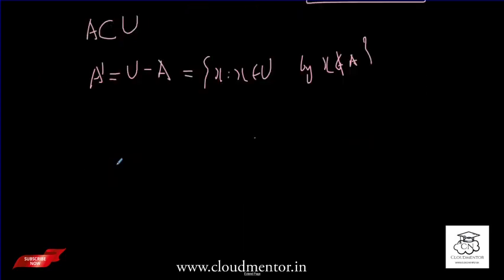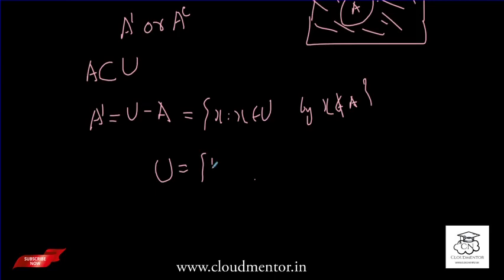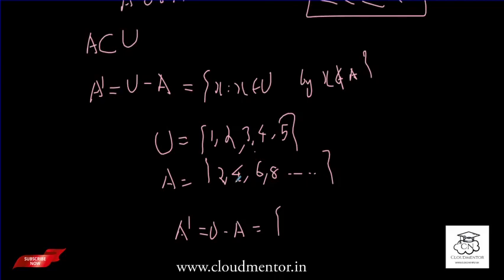For example, if U equals the set 1, 2, 3, 4, 5 and so on, and let A equal 2, 4, 6, 8 and so on, the set of even numbers extending to infinity, then A complement will be equal to U minus A, that is, the elements of A must be removed from U. So A complement is the set of odd numbers: 1, 3, 5, 7 and so on.